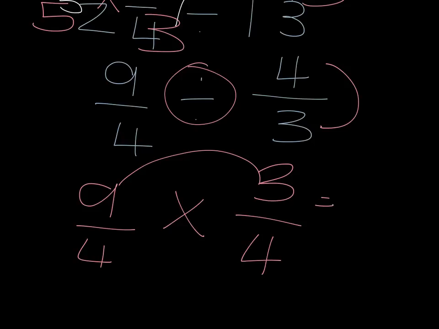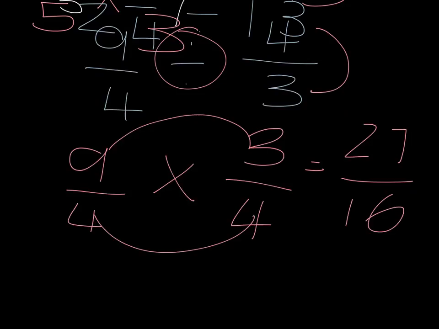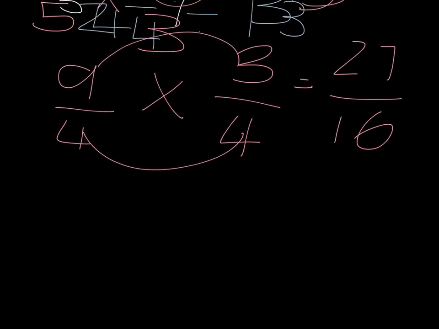9 times 3 gives me 27. 4 times 4 gives me 16. I can't leave it like that, because if I leave it like that, it's improper. So I have to make it to a mixed fraction. So how many times does 16 go into 27? It will go in once with a remainder of 11/16. Can we make the 11/16 smaller? No, I don't reckon we can. So our answer is 1 11/16.